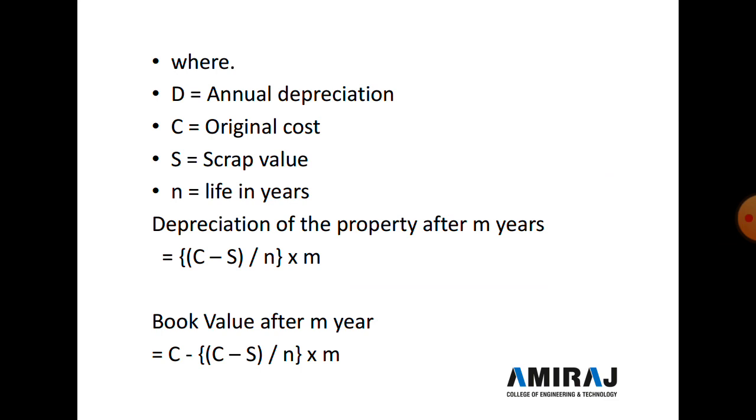And depreciation of a property after M years is (C minus S) divided by N, multiplied by M. Here again C is the original cost, S is scrap value, N is the number of years, meaning life in years, and M is the number of years after which we find the depreciation of the property. Now book value after M years: book value is C minus the depreciation of the property after M years, so C minus (C minus S) divided by N, into M. So book value after M years we get from this equation.